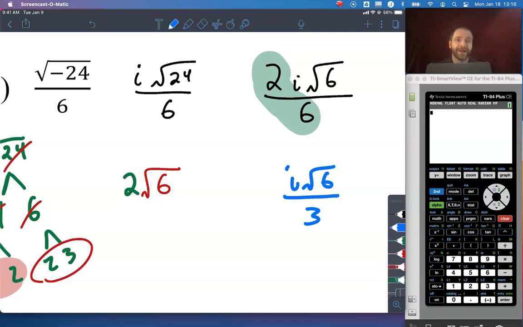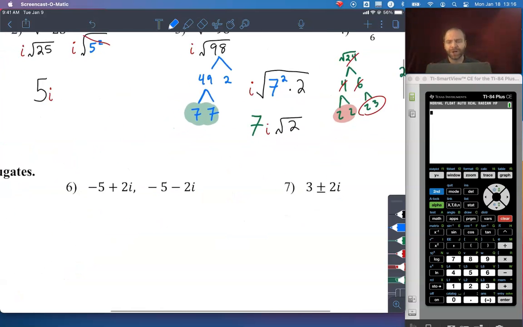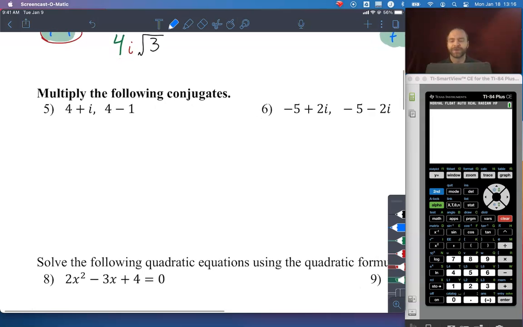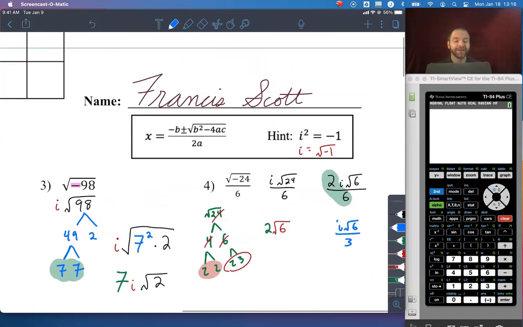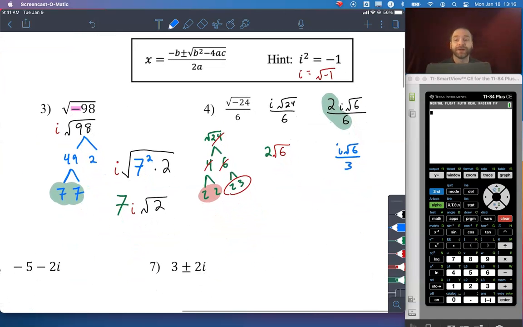So that's simplifying radicals involving a negative inside the square root. You just take the negative out, make it an i, don't forget about it, and simplify the radical. Now, multiplying by conjugates is going to be a little bit different. It's still going to be distributing like we've done before, but I will have to keep in mind this rule: i squared equals -1. So let's jump into problem number 5.